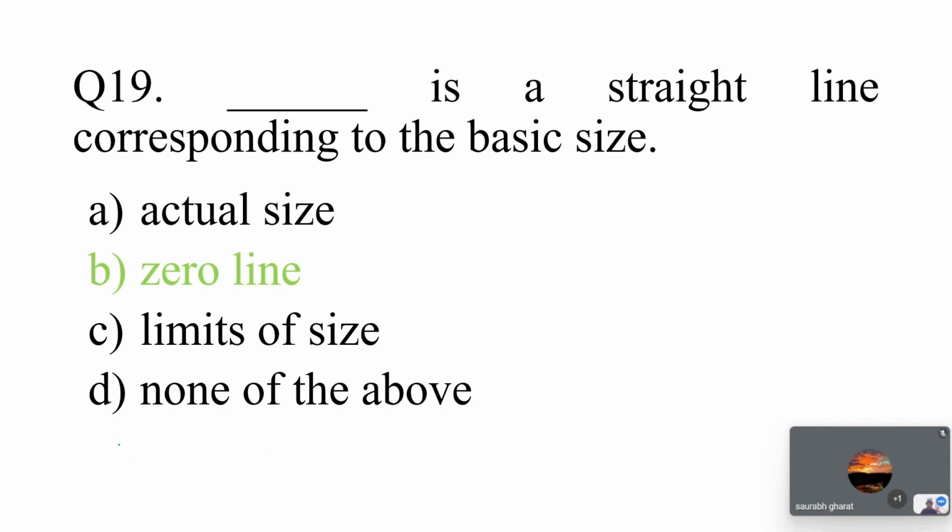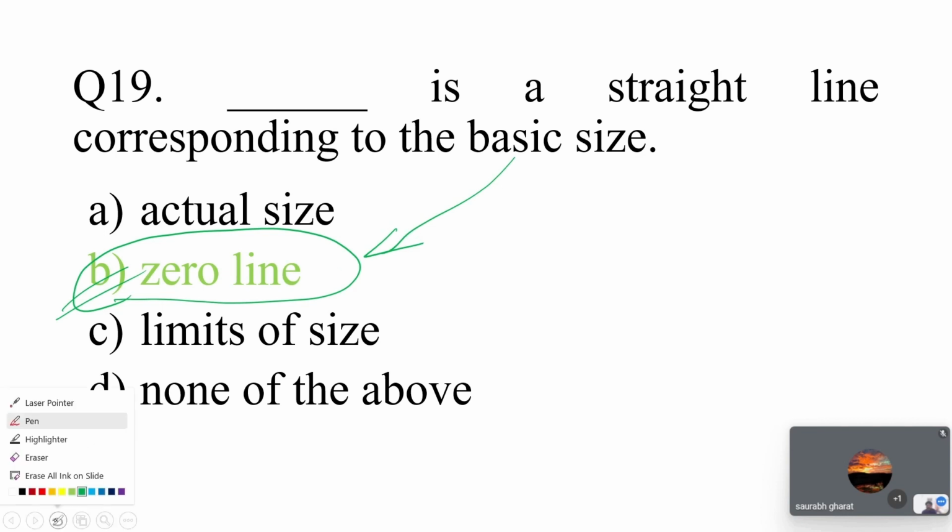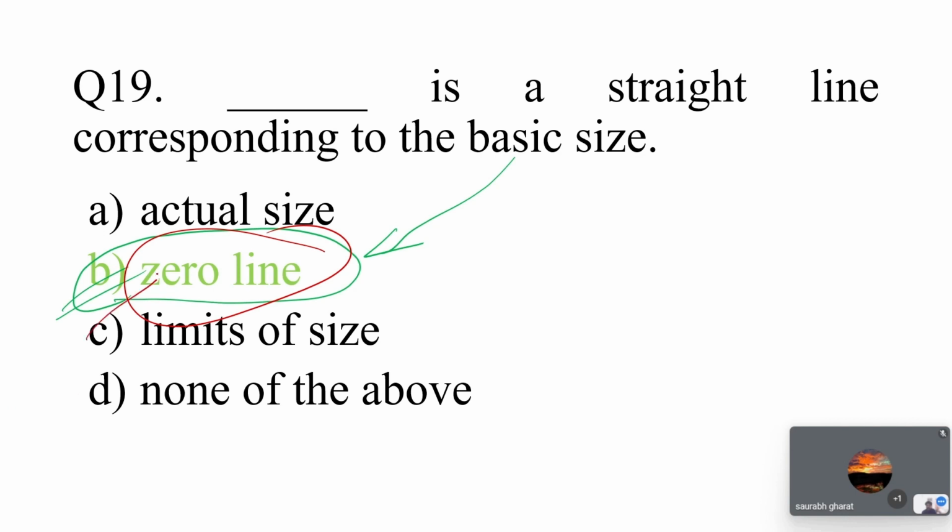There is a straight line corresponding to the basic size. So the zero line is the correct answer. A straight line corresponding to the basic size is called the zero line. So the zero line is the correct answer for your 19th question. This is the basic size, and that line is called the zero line.